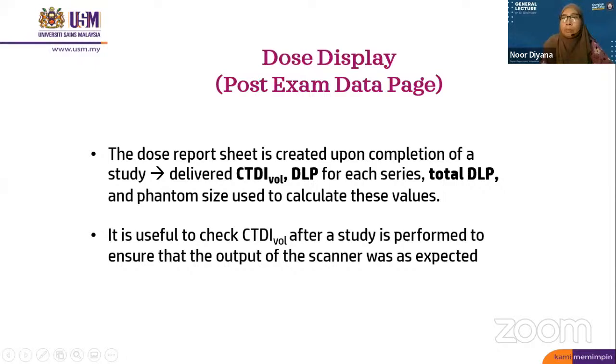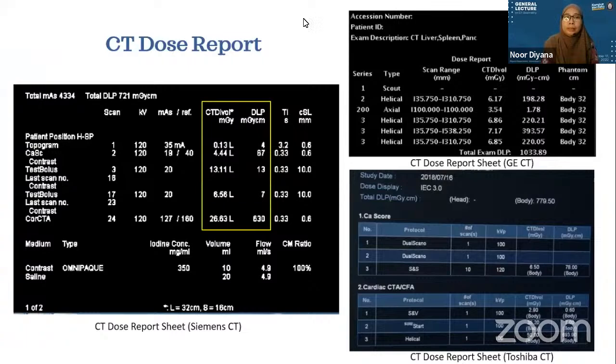And then medical physicists can also compare the delivered CTDI volume and DLP with the national dose reference level. So you can see whether your practice is below or exceeds the dose reference level. It is a good practice and it is recommended. I think all of you as medical physicists are familiar with this.